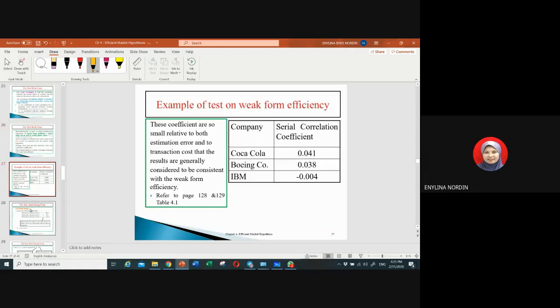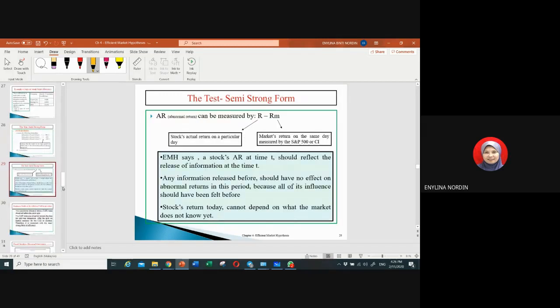The next one, we go to the test for the semi-strong form. The test for the semi-strong form is where we want to examine how rapidly the stock price adjusts to new information. We want to see whether the stock price reflects quickly or immediately the new information released or announced by the company, so whether there is a quick reaction or response in the stock price.